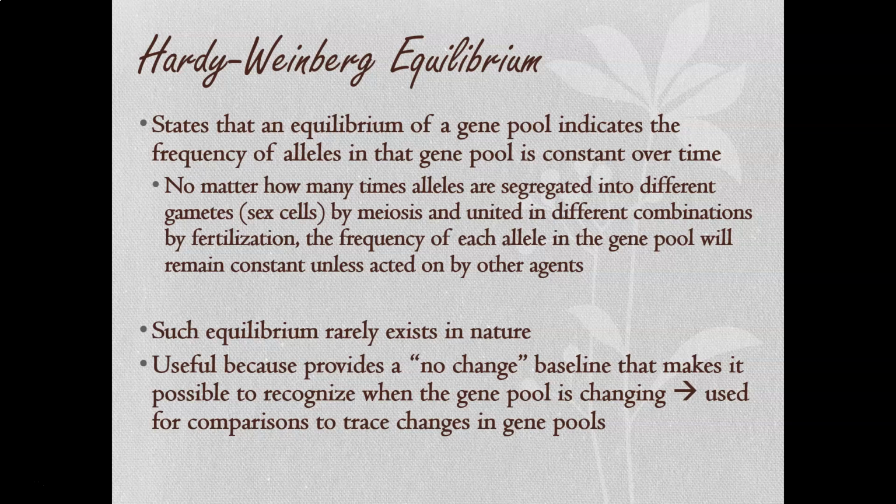So Hardy-Weinberg isn't necessarily something that really occurs in nature, at least not commonly, but it does provide us a really nice no change baseline to compare to. So if we just look at a population set of genes and say if nothing happens, this is what it should do, this is what it should remain, then we can look at successive generations from there and see if anything is in fact changing in those gene pools and be able to start discussing what might be causing the changes if we see them.